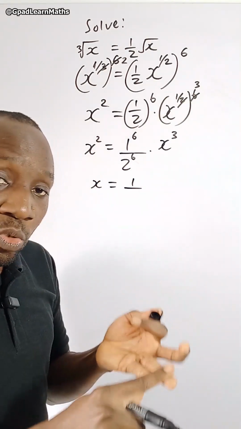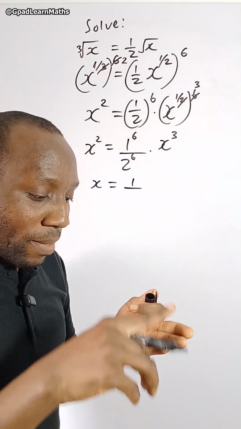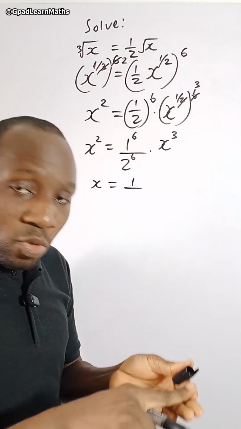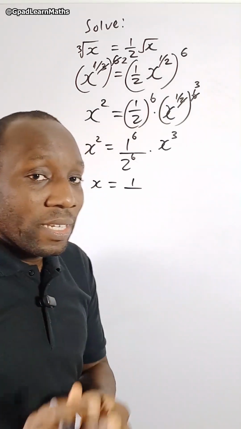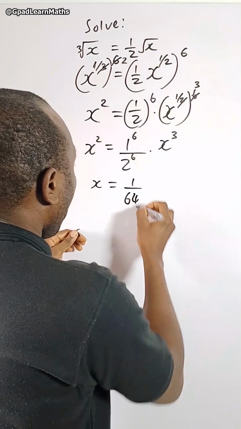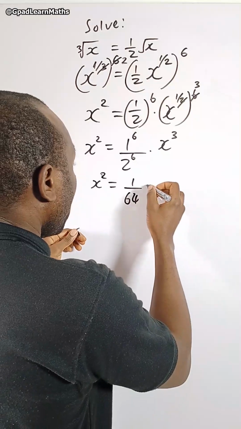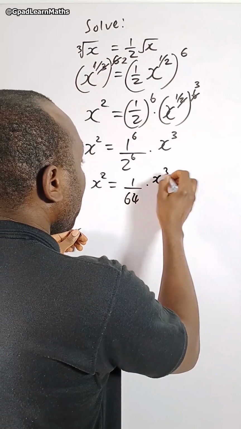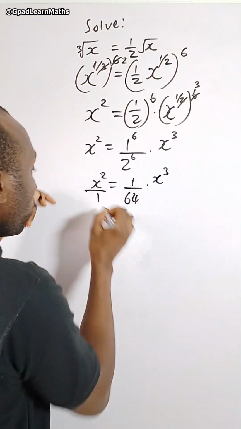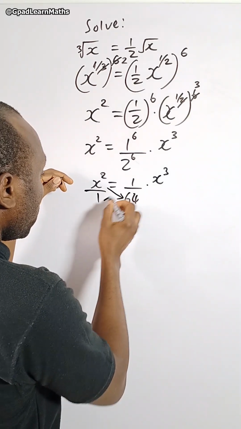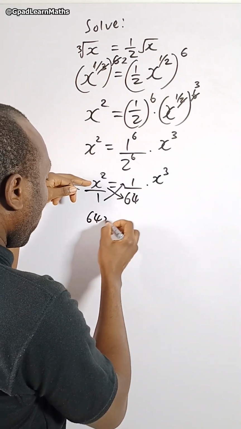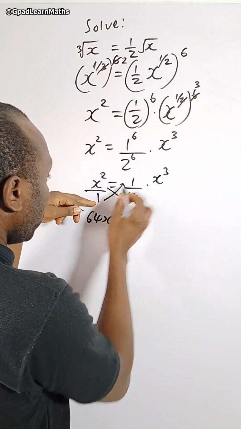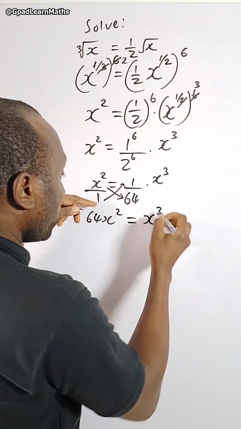Now, this is x squared is equal to 1 over 2 raised to power 6, which is what? 64, because 2 times 2 is 4, times 2 is 8, times 2 is 16, times 2 is 32, times 2 is 64. So that's 64 here. There's a square here, times what? X raised to power 3. So if I move this over, if I cross multiply, I will have what? That x squared times 64 is 64x squared, which is equal to 1 times x cubed is x cubed.